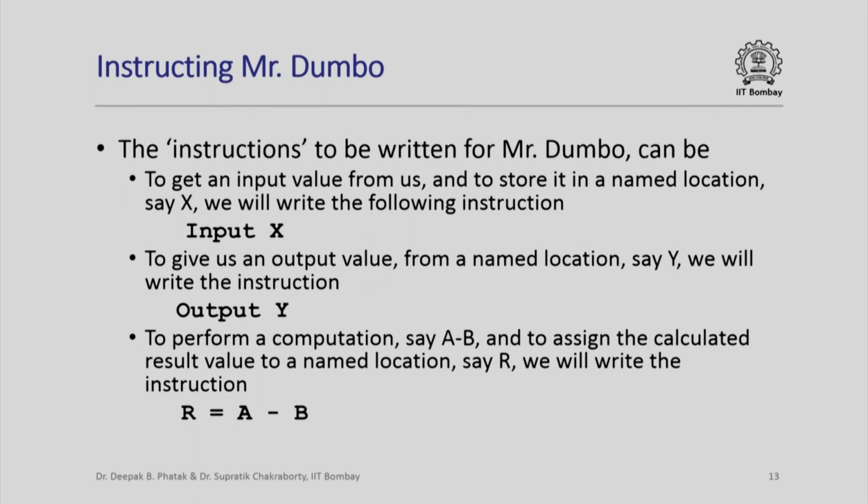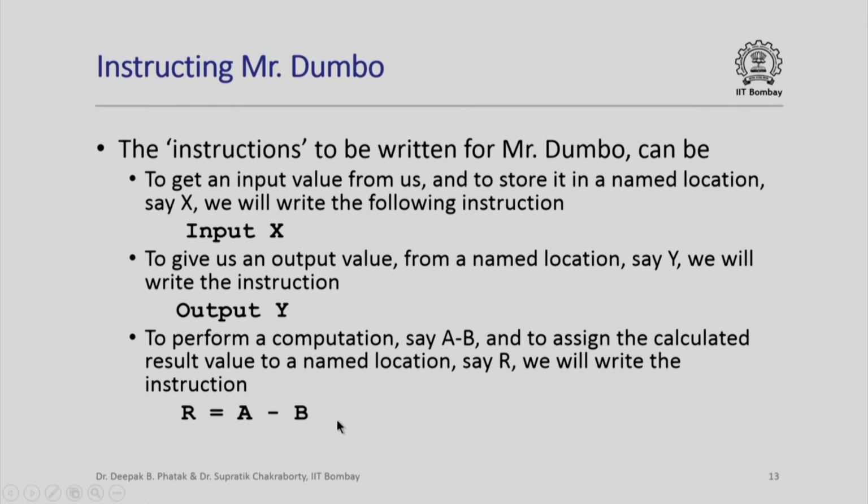The most important operation that Dumbo is capable of carrying out is a computational operation. Let us say we want to perform a computation A minus B, and whatever is the result value, we want to assign that value to another named location, say R, which means we want to compute the value of A minus B and put the resulting value in the location for R. We decide that we will write this instruction as R = A - B.